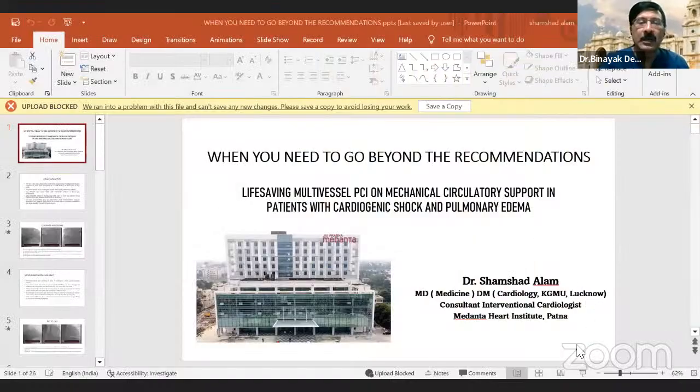So we can start with your case, Dr. Alam, if you are ready with it. So yes, sir, let me introduce Dr. Shamshad Alam. He is a good friend of mine and a senior consultant interventional cardiologist at Medanta, Patna, and has been doing wonderful work there. So let us see what is your case when you need to go beyond the recommendations.